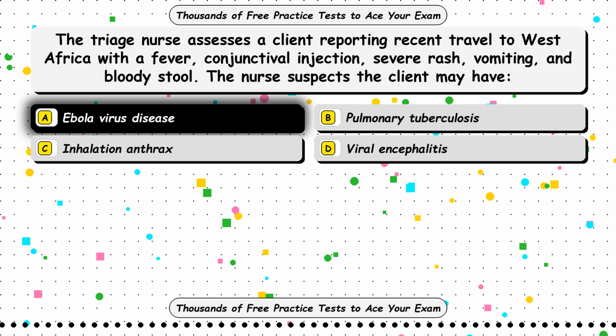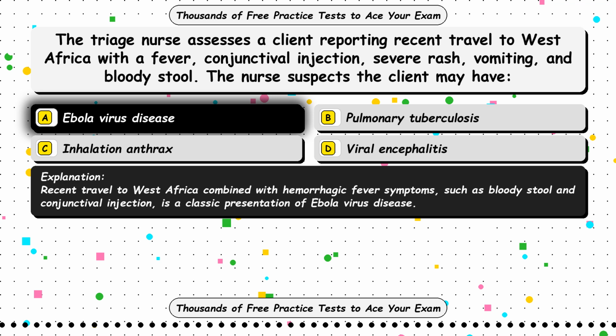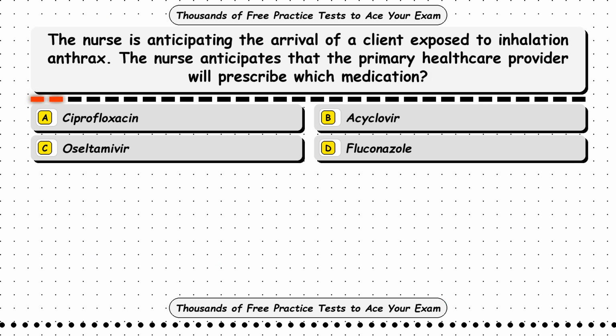The correct answer is option A, Ebola virus disease. Recent travel to West Africa combined with hemorrhagic fever symptoms, such as bloody stool and conjunctival injection, is a classic presentation of Ebola virus disease. Question 102. The nurse is anticipating the arrival of a client exposed to inhalation anthrax. The nurse anticipates that the primary healthcare provider will prescribe which medication?